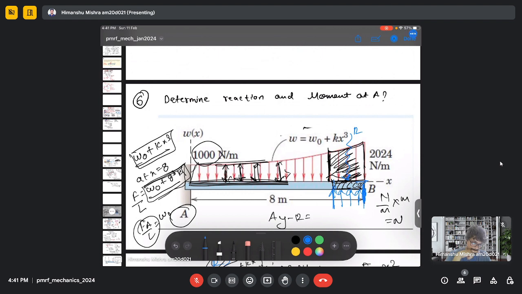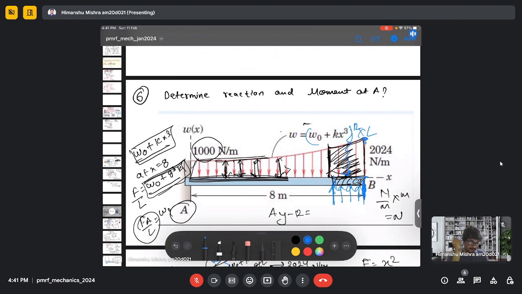Did you understand this? Yes, basically, yes. Yeah. Because you cannot just multiply here with some length and define the overall force here. We need to calculate the area under the curve to define the force just adjacent to the point B, because the curve is non-linear in nature. Is it clear? Yes, clear.